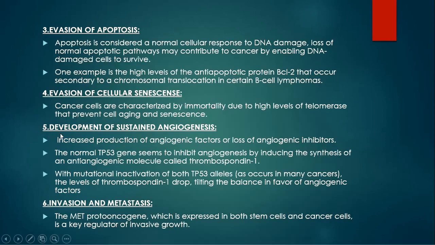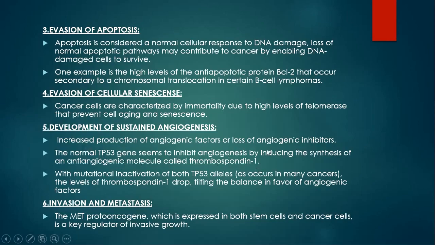Now the fifth one is development of sustained angiogenesis. As I told earlier, angiogenesis means the formation of new blood vessels, and this actually promotes cancer formation and cell proliferation. So there is increased production of angiogenic factors or loss of angiogenic inhibitors. Now this is important. The normal TP53 gene seems to inhibit angiogenesis by inducing the synthesis of an anti-angiogenic molecule which is called thrombospondin 1.